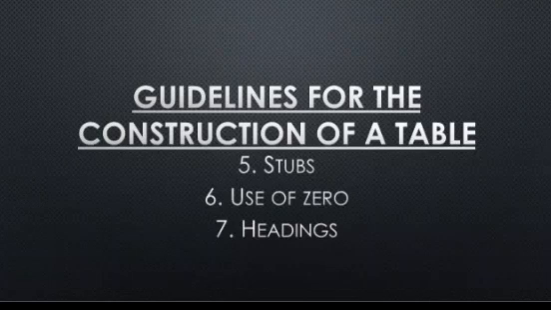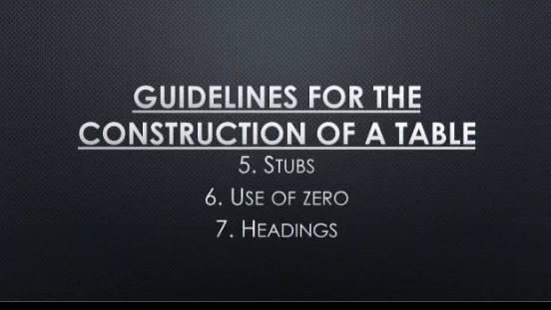So I told you earlier that it depends upon the knowledge and the wisdom of the statistician, how he is presenting the table. Fine. But these are certain guidelines, certain points you need to keep in mind. Sixth point is use of zeros. Zero should be used only to indicate the quantity of a variable.